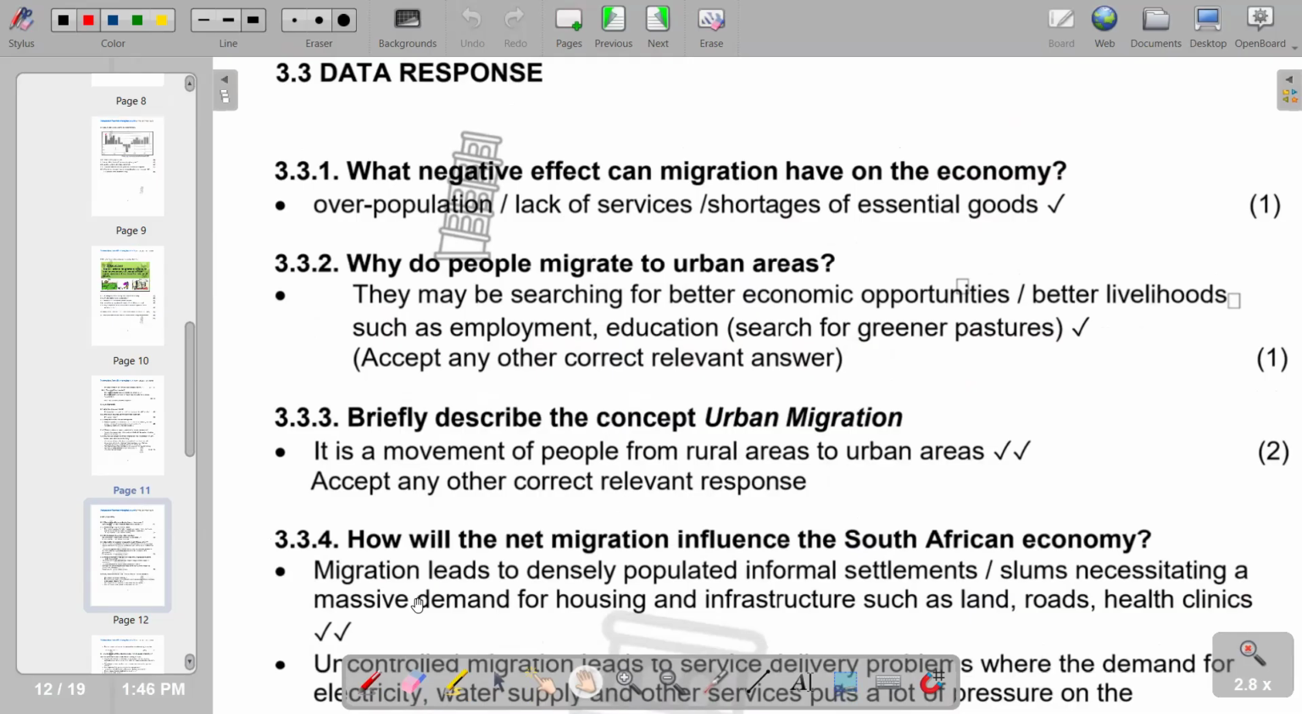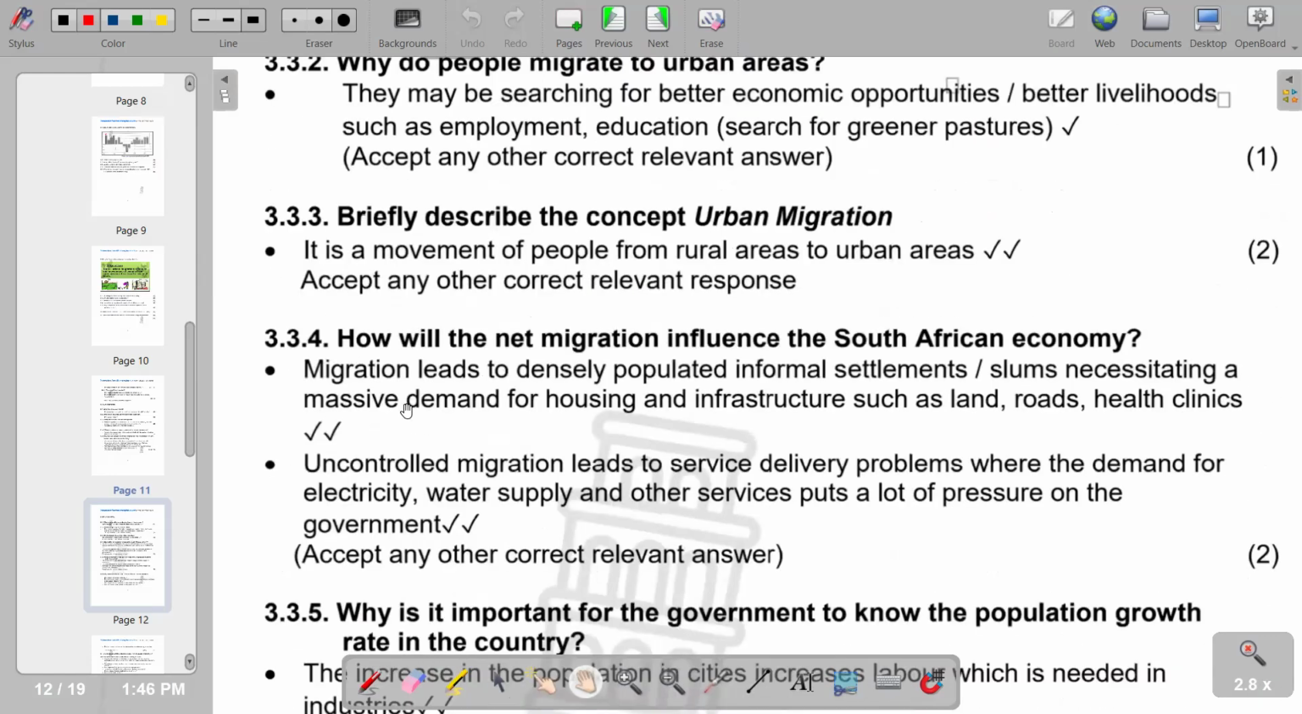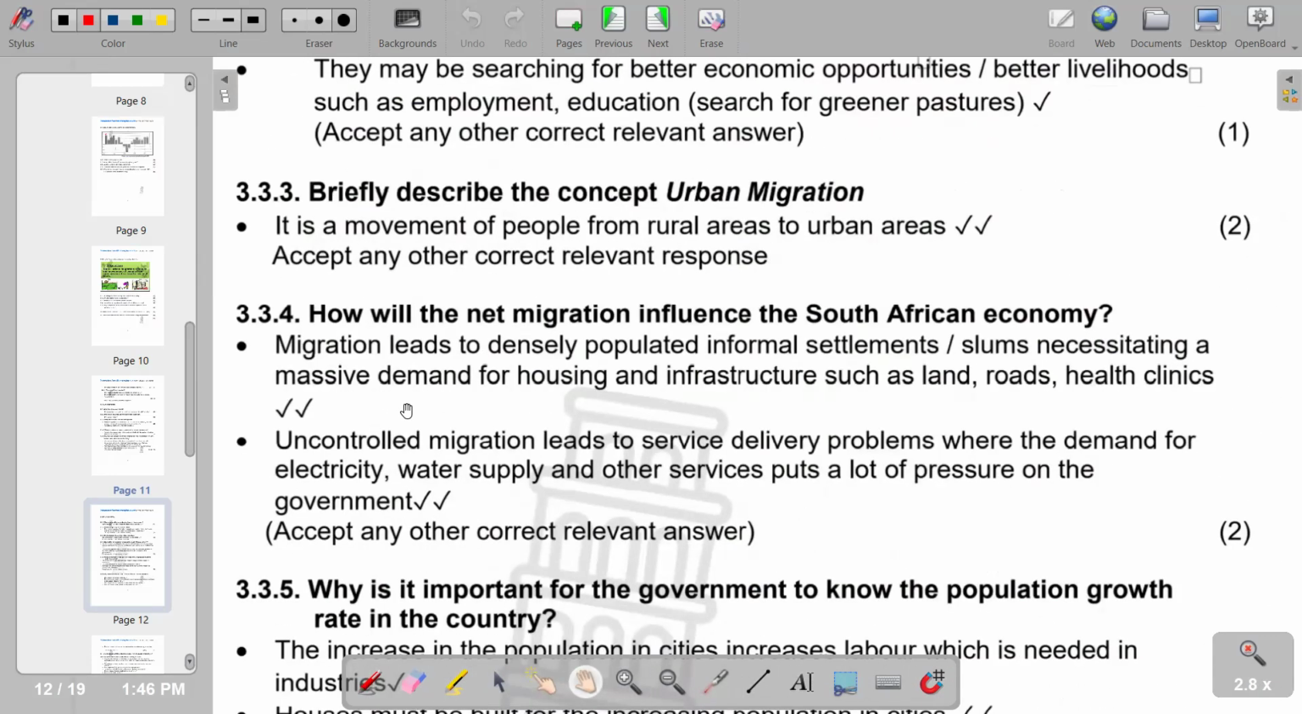And then we'll go to 3.3.4. How will the net migration influence the South African economy? It leads to densely populated informal settlements, and uncontrolled migration also leads to service delivery problems. That is what we have. So we are going to notice a suffocation of the service delivery systems.